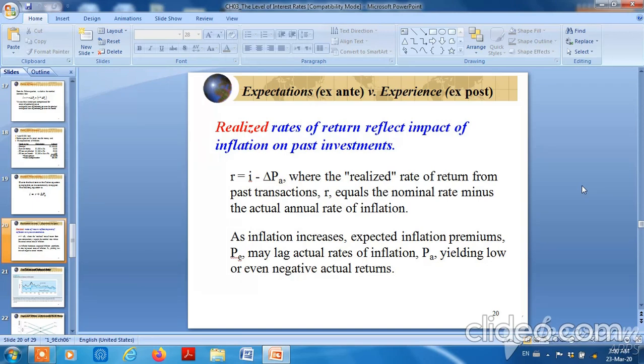equal minus 1%. يبقى هنا as inflation increases، مع زيادة الانفليشن expected inflation premiums PE may lag actual rates of inflation، يعني ال actual rate of inflation ممكن يزيد عن اللي كان expected، وبالتالي ده ممكن يوديني in low or even negative actual returns، واحنا ضربنا examples ب 0 و minus 1%.